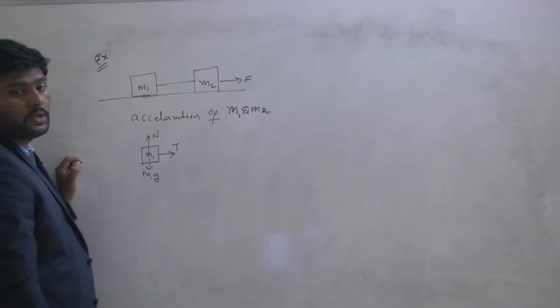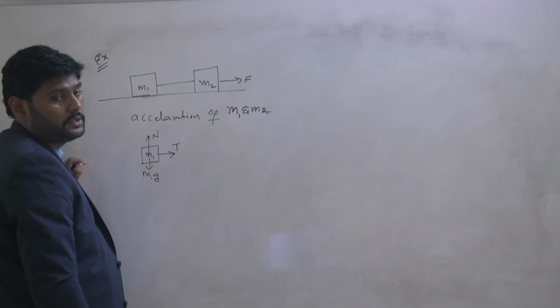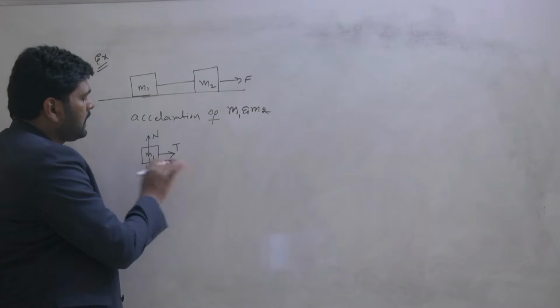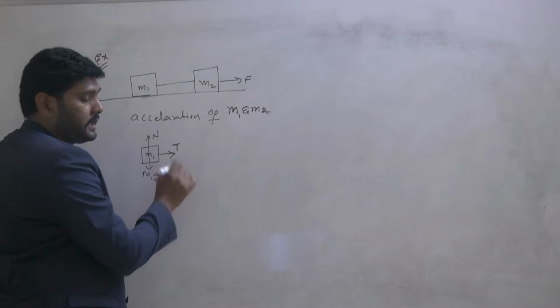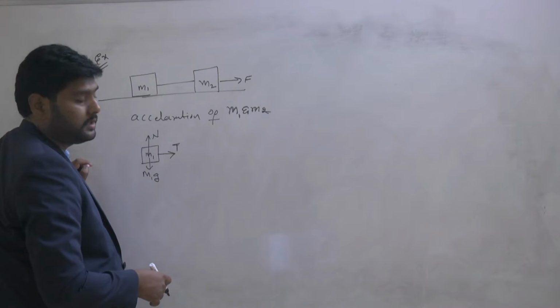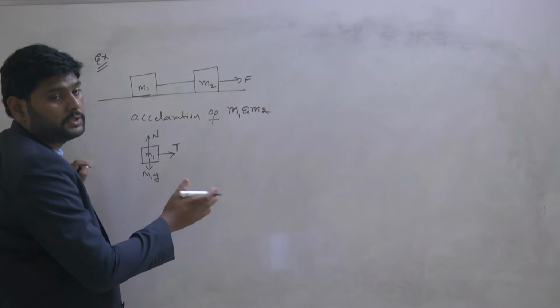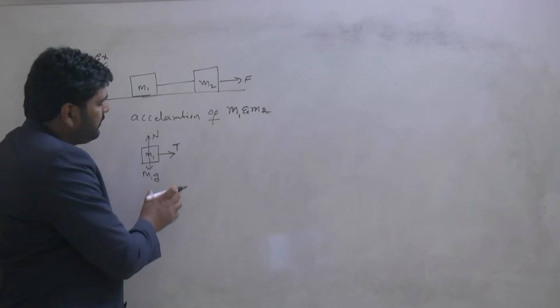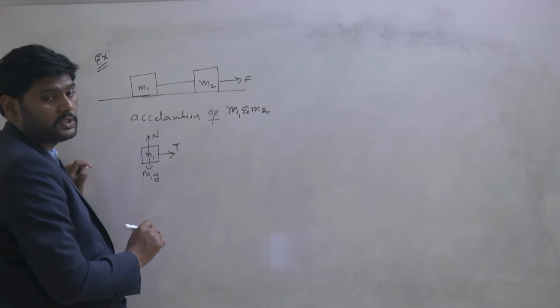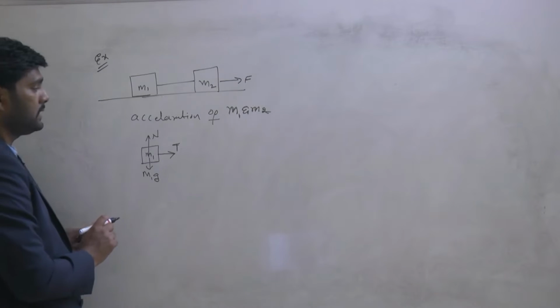So how many forces are acting? Three forces are acting. Along the horizontal direction tension is acting, along the vertical direction the weight of the body and normal reaction are acting. Normal reaction is provided by the surface, and weight of the body is provided by the gravitational force. This is the way the forces are acting.